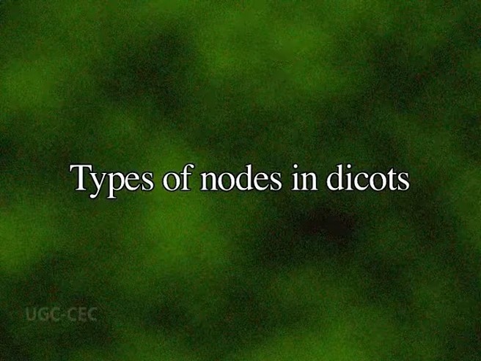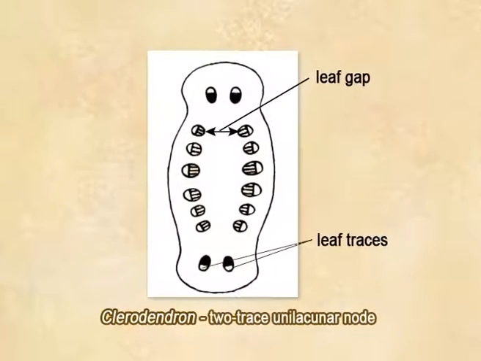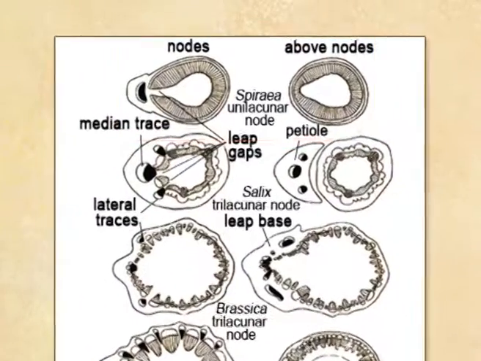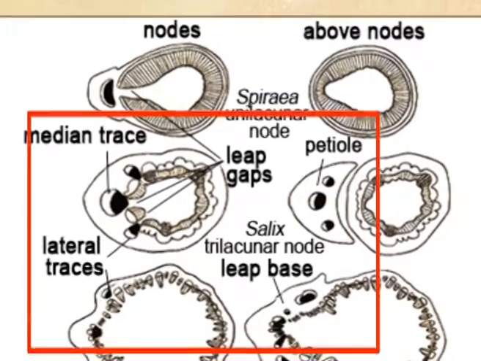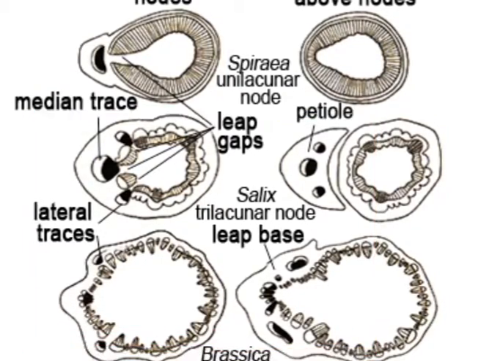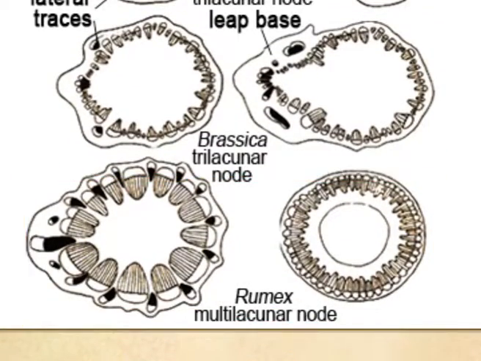Types of nodes in dicots. Four main types of nodes are recognized in dicots. Number one, two-trace unilacunar, with a single gap and two traces to one leaf connected to the opposite halves of the axial vascular system. Second, one-trace unilacunar, with a single gap and a single trace to a leaf. Third, trilacunar, that's with three gaps and three traces to a leaf, one median and two lateral. And fourth, multilacunar, with several to many gaps and traces to a leaf. However, trilacunar nodes are more common.